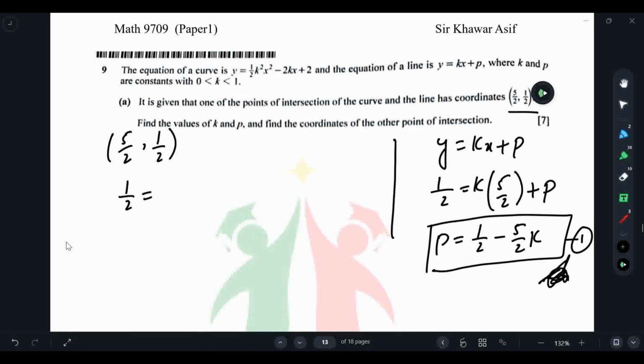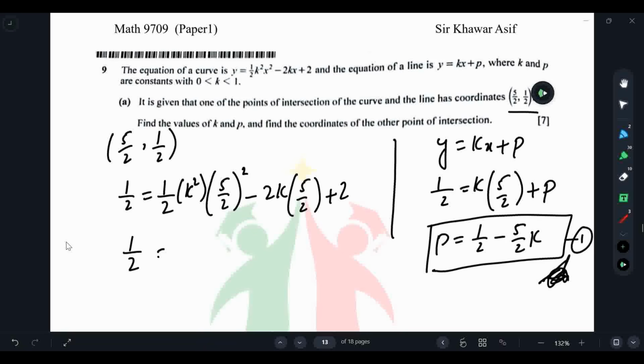Now let's put it in the other one. So y is equals to 1 by 2. So 1 by 2 k square into x. X coordinate is 5 by 2. So 5 by 2 whole square minus 2k into 5 by 2 plus 2. Now 1 by 2 is equals to 1 by 2 k square into 25 by 4 plus 10 by 2 k plus 2.